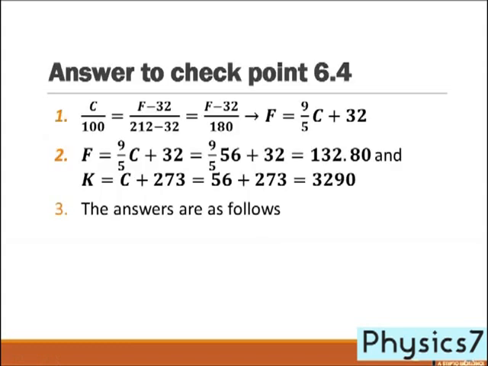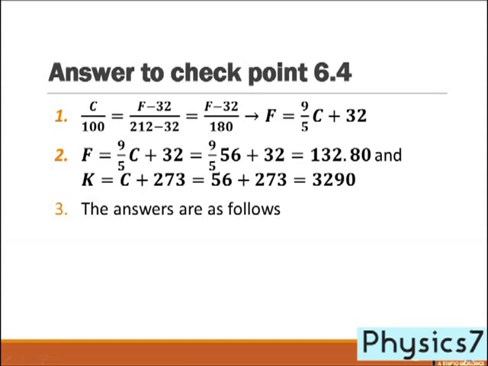Okay, so let's have a look. The answers are as follows. The expression for converting degrees Celsius into degrees Fahrenheit is given by F is equal to 9/5 multiplied by C, the temperature in degrees Celsius, plus 32.